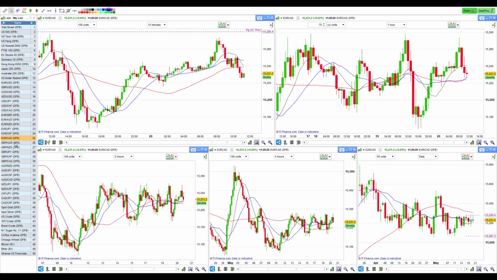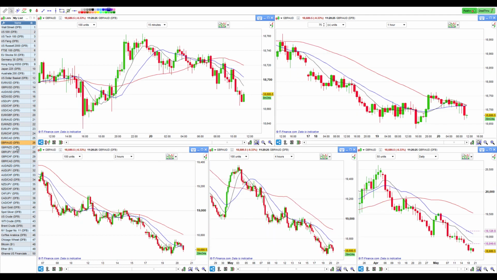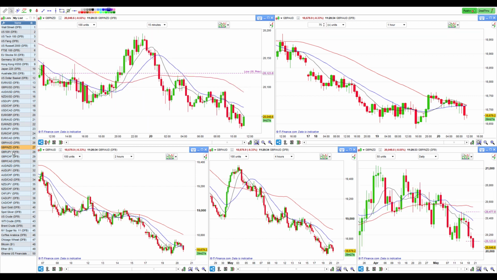Euro CAD, nothing. Look at this, complete mess, nothing going on there. Pound Aussie drifting lower, so that's potentially cool. Definitely I want to keep an eye on support levels down here. So Pound Aussie potentially the case.